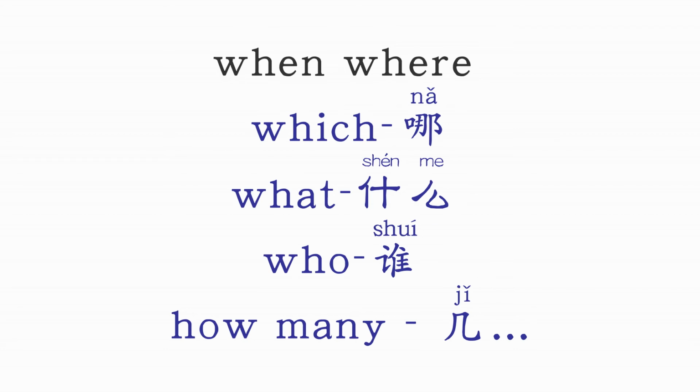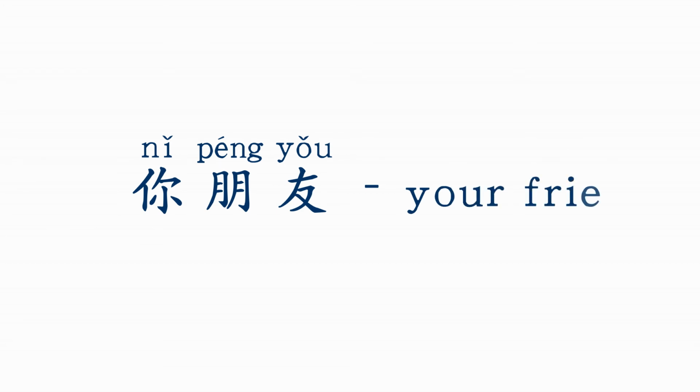First one. How to say your friend? We can say 你朋友. Then I want to ask, your friend's family has how many family members? You can ask with 你朋友家有几口人?